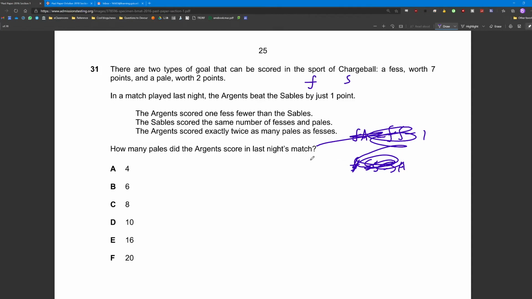Okay, I can't see this symbolically. And the argents scored exactly twice as many pails as fesses. I think, yeah, I can't see any obvious way to do this non-symbolically. Like, I can't see any particular diagram that would help.